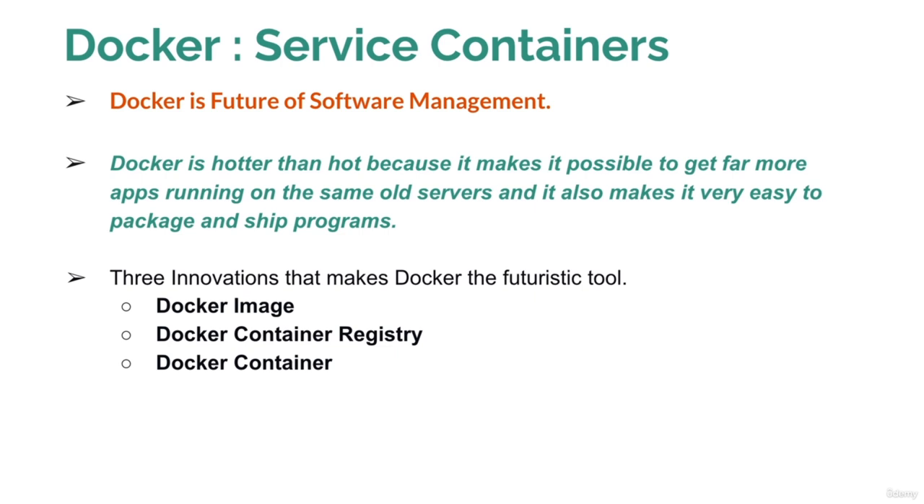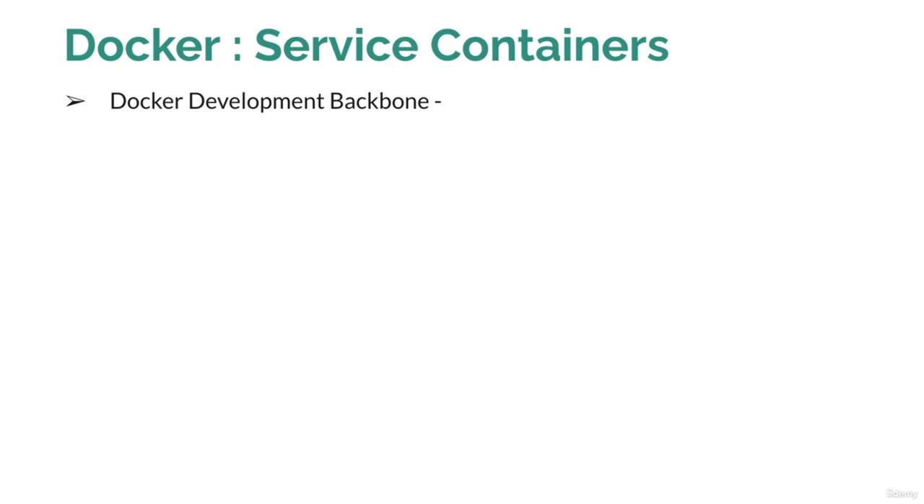There are multiple container registries available, but the common container registry is the Docker Hub. And then the container itself, which is an executable instance of that code. I mean to say the executable instance of the Docker image. So what is the Docker development backbone?